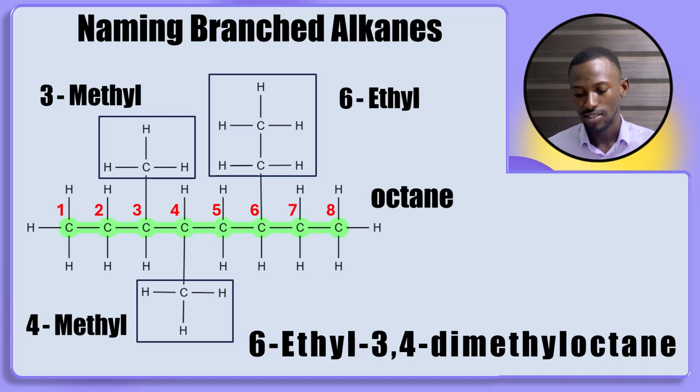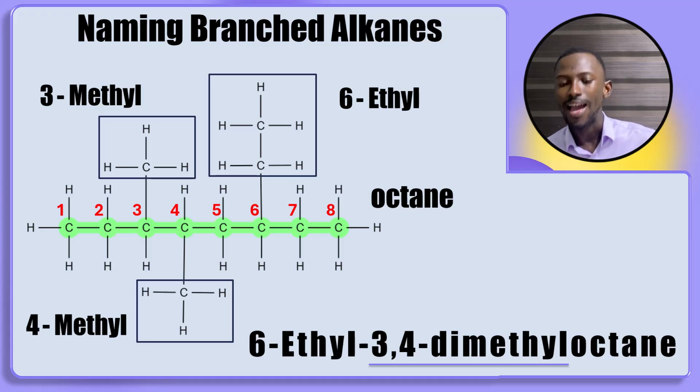3,4-dimethyloctane. Here's the reason. The first methyl is found on carbon number 3, the second methyl is found on carbon number 4, and then there are 2 of them, so dimethyl. So 3,4-dimethyloctane. I hope you get that.